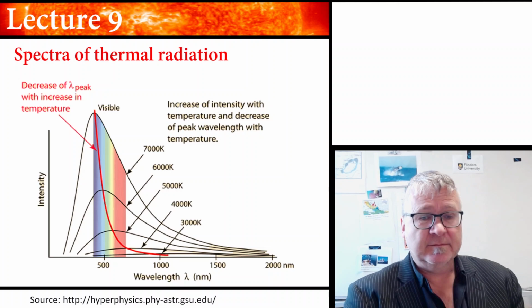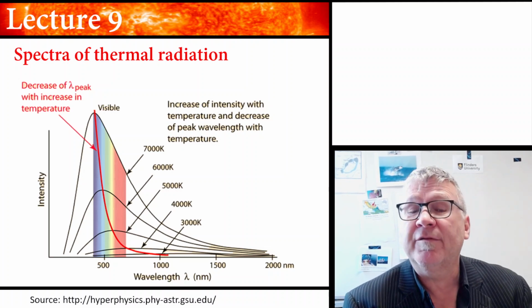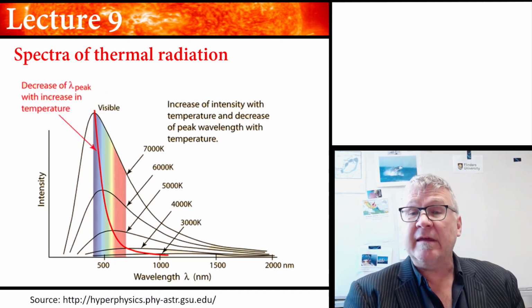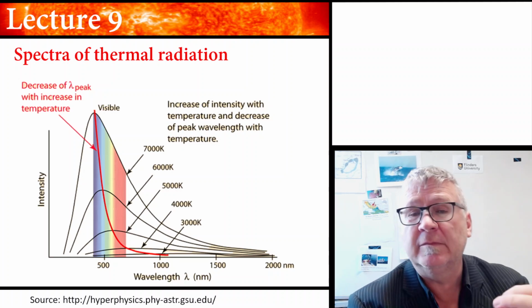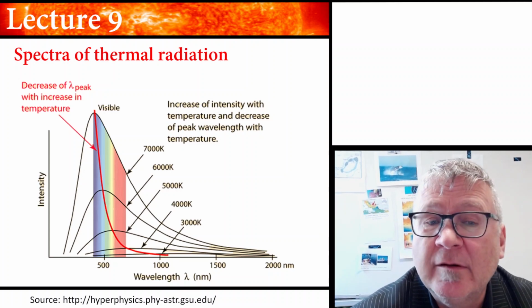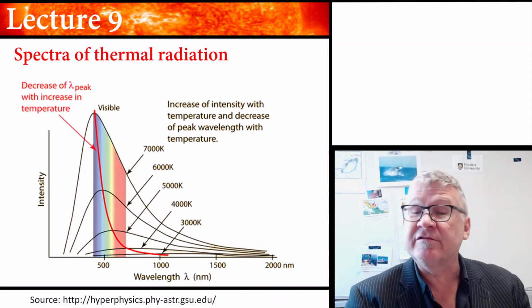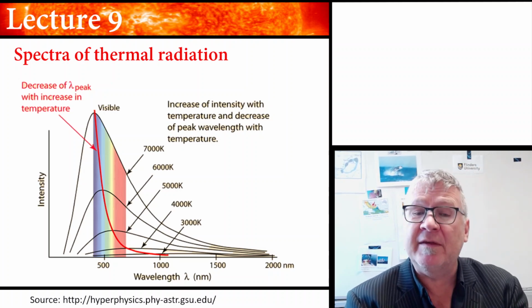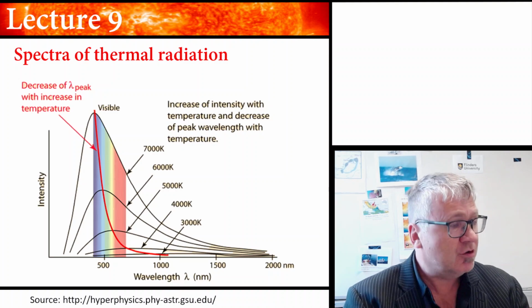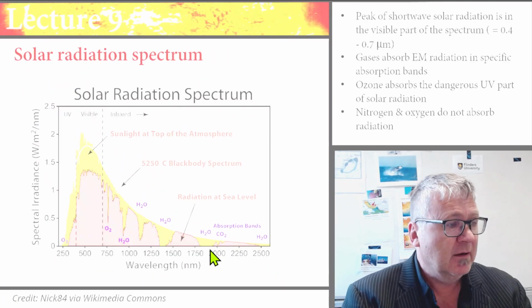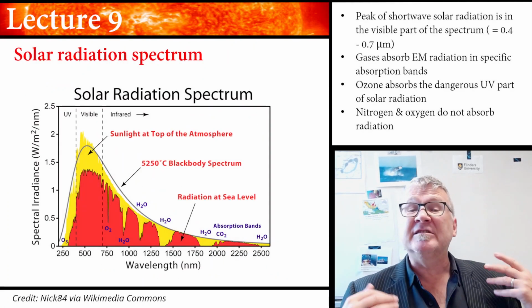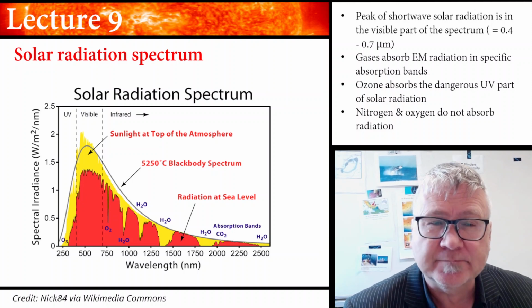These are theoretical curves, and they fit theoretically perfect to the true distributions, and we learn if we compare this with the true distribution of thermal radiation. So let's have a look at the solar radiation spectrum.